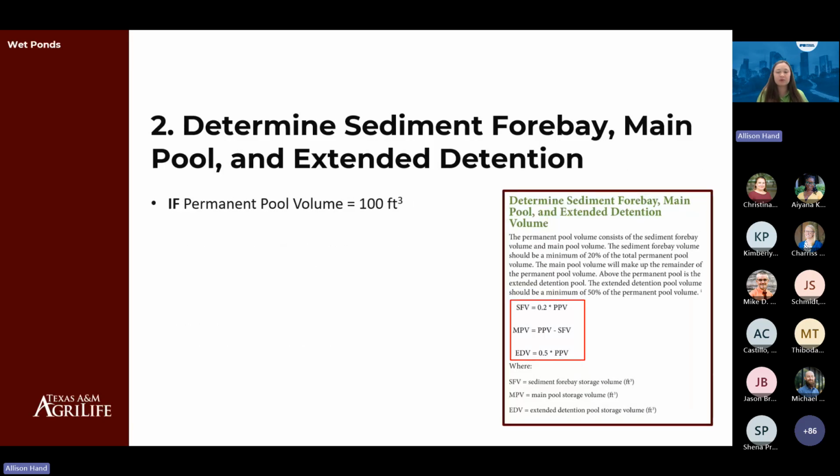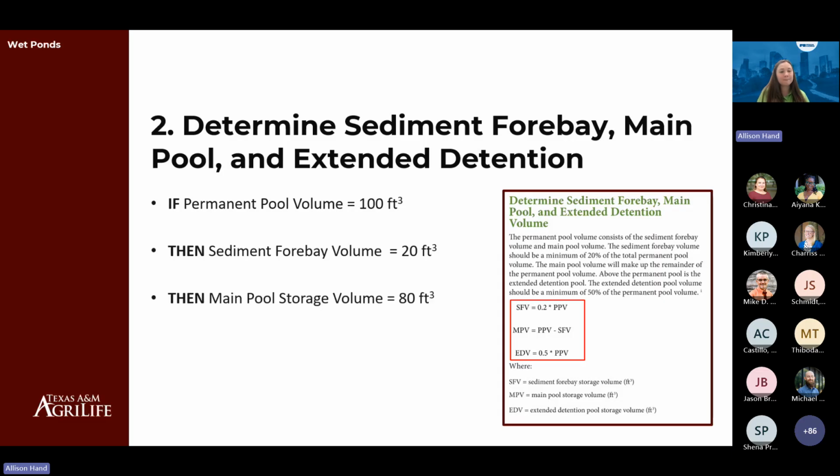So walking through together with some very round numbers, if your permanent pool volume is equal to 100 cubic feet, then your sediment forebay volume should be about 20 cubic feet, your main pool about 80, and then your extended detention volume about 50. This could be much larger depending on your project goals and how much flood storage you need to provide.